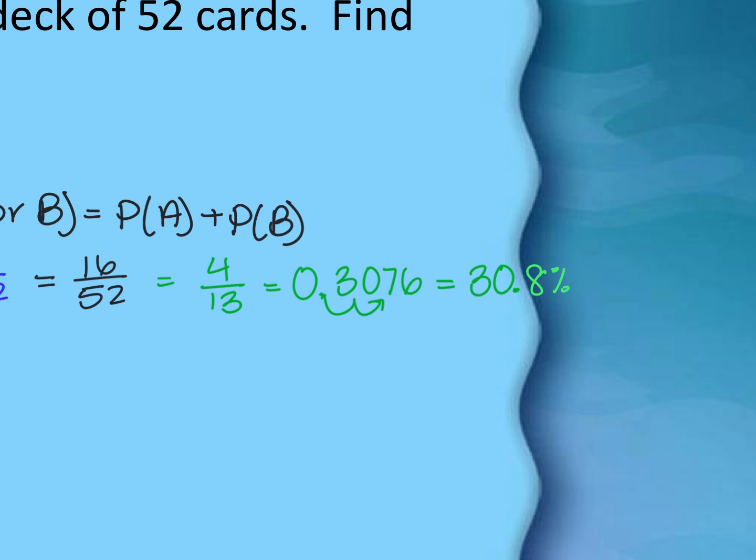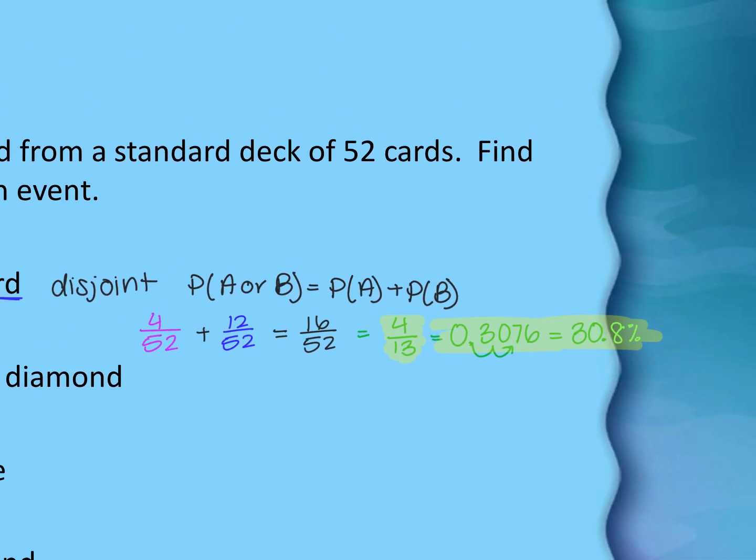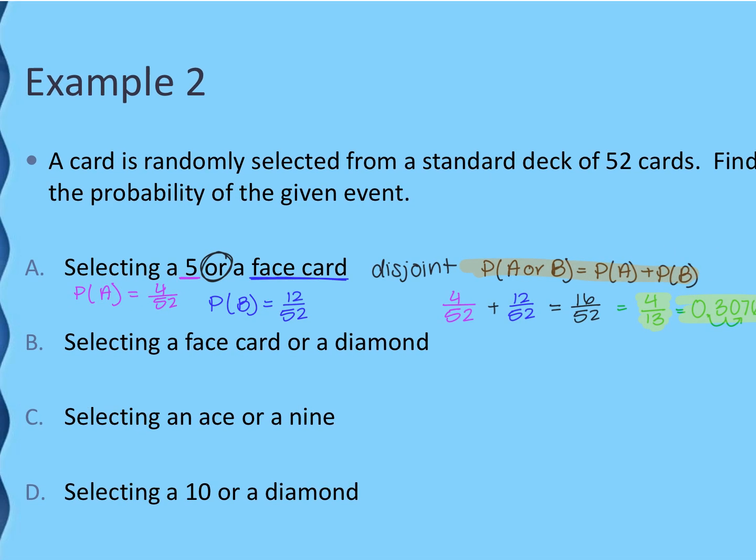Okay, so again, depending on what they're asking me for, if it's a fraction, a decimal, or percent, this is what I'm going to have. And then because it's a disjoint, this is the formula that I used. Okay, so you have to be able to determine which one you're using.